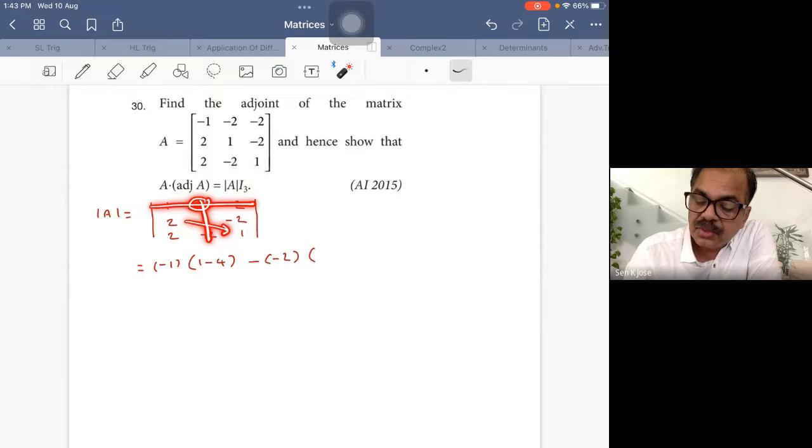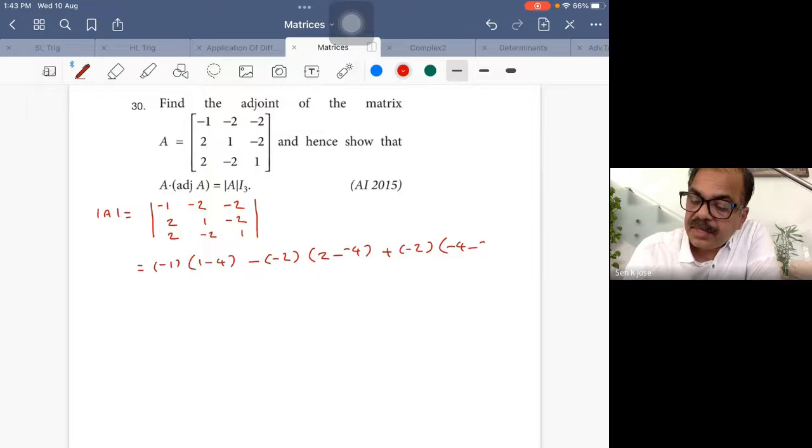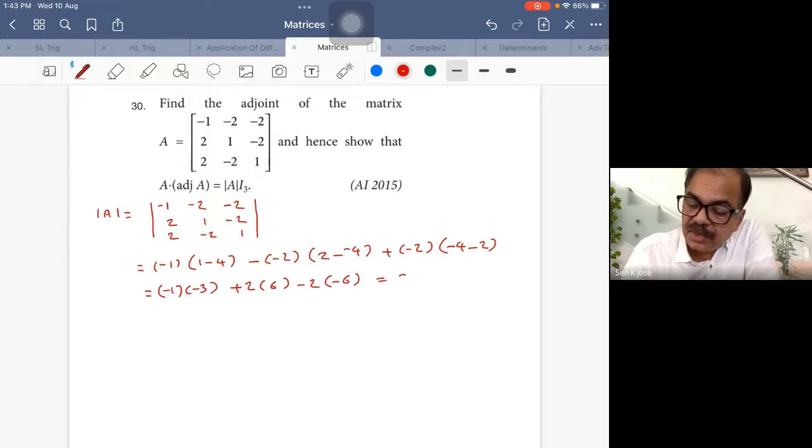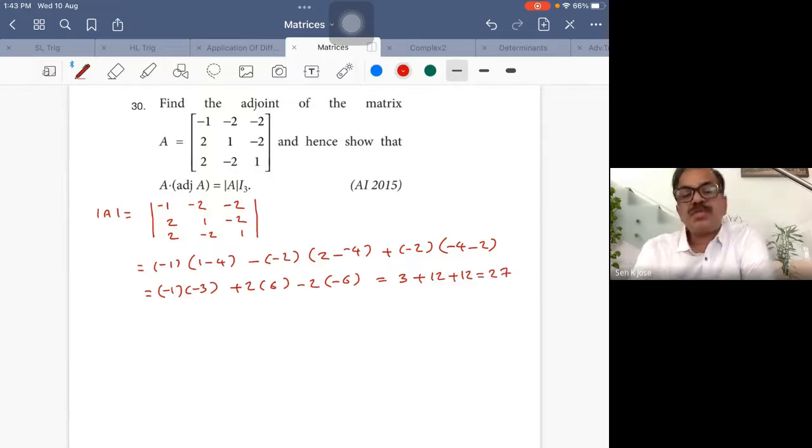Cross multiply. 2 minus -4. 2 minus -4 plus the next element is also -2 into its minor. Delete the row and the column it contains. Cross multiply. -4 minus 2. So that's going to be -1 into -3 plus 2 into 6 minus 2 into -6. So that's going to be 3 plus 12 plus 12. It is 27 there. So that's determinant A.